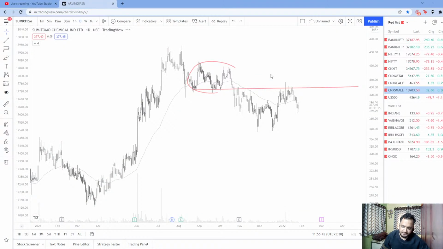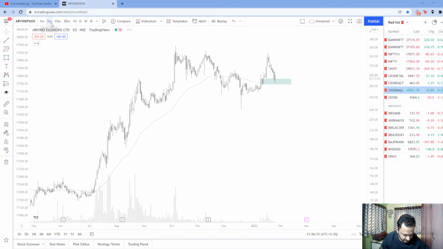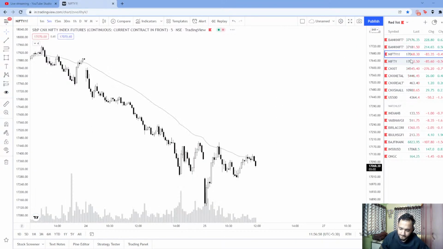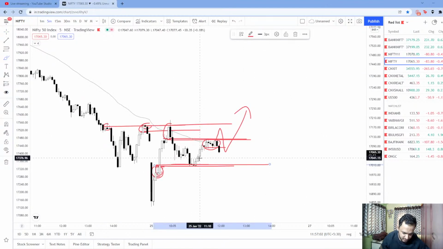Arvind Fashions. Both Arvinds are good. They've taken out immediate supplies, so you can look for entries in both of them. The charts are really good. So longs only at this demand.